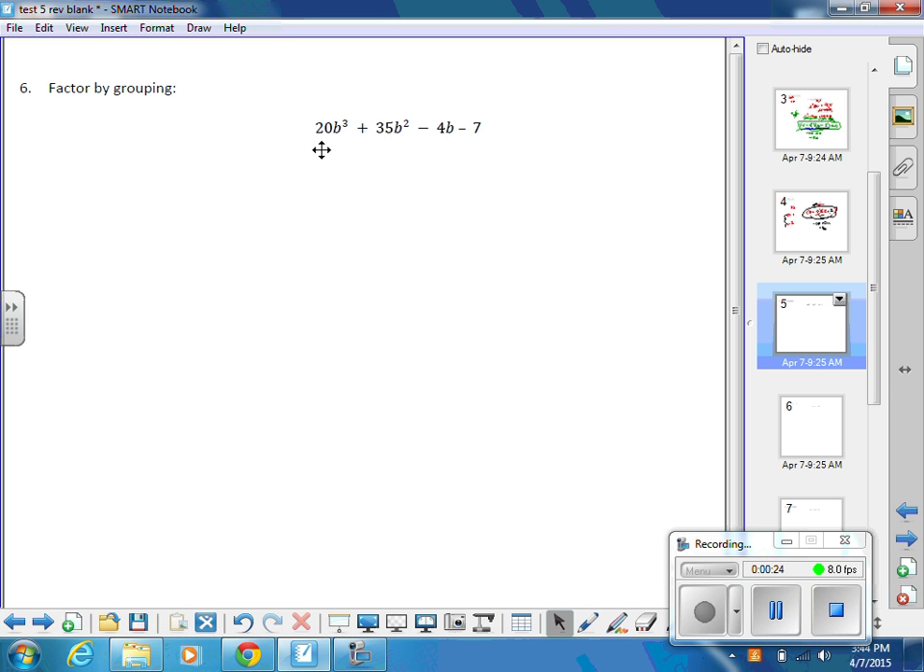Now, going off of that, let's look at the first two. We're going to take out everything we can that they have in common. So I got a 20 and a 35. Well, I know 5 goes into both of them. Let's take that out. The smallest b that they have in common is b to the second, so I'm going to take that out. Now again, because I'm factoring out the greatest common factor here, I'm thinking of dividing. So, how many times does 5 go into 20? 4. How many times does b squared go into b cubed? 1. Plus 5 goes into 35, 7. The b squares cancel out.